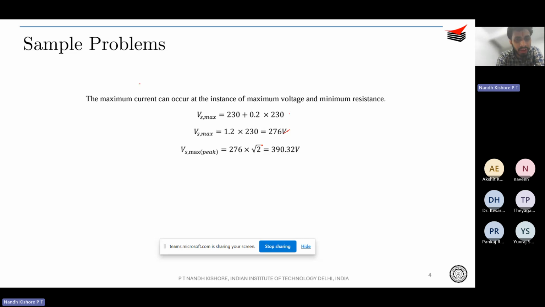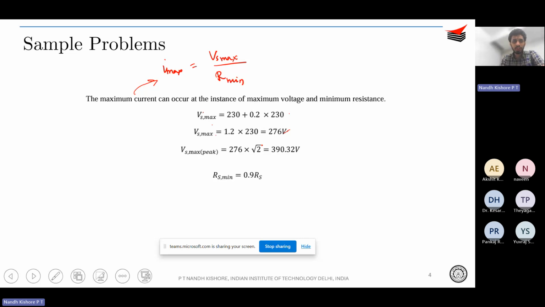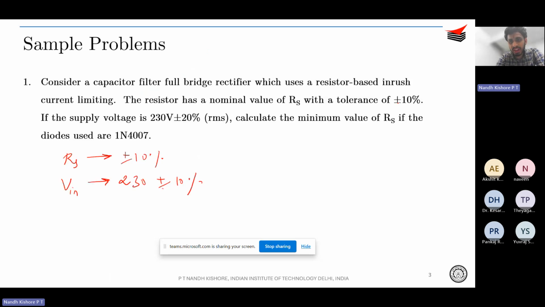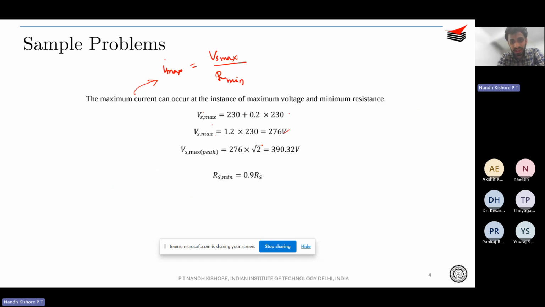So your maximum current, when can it occur? Maximum current I max is equal to V supply max divided by R minimum. Okay, so we need to design considering this scenario. You know that your Rs could vary between plus or minus 10%. So Rs minimum is 0.9 times Rs, correct? This is your R min because it is Vs max by R min. So you need to take the minimum R min, and of course you need to consider what is Vs maximum.